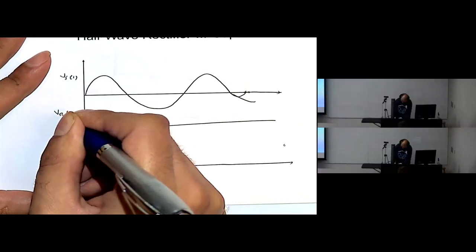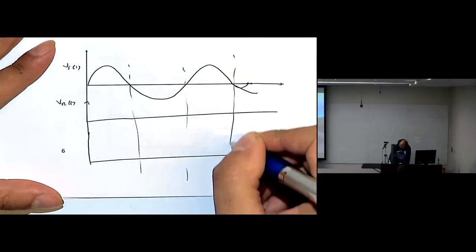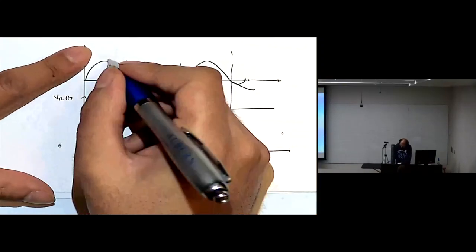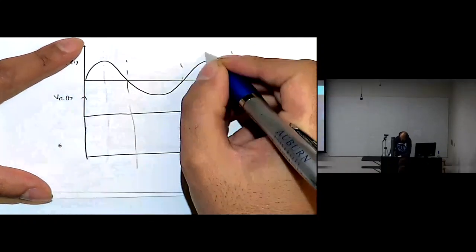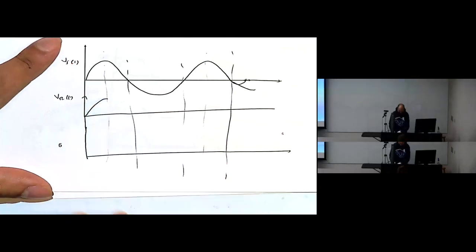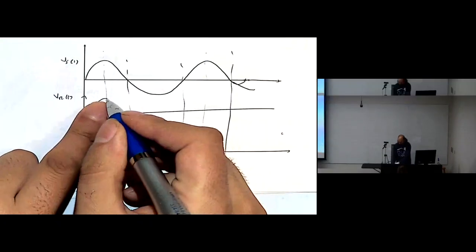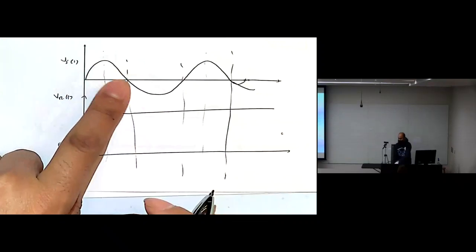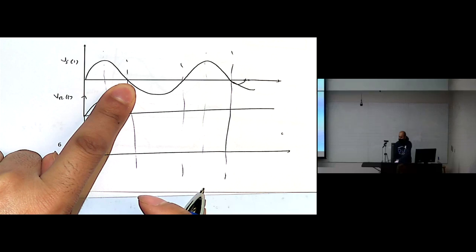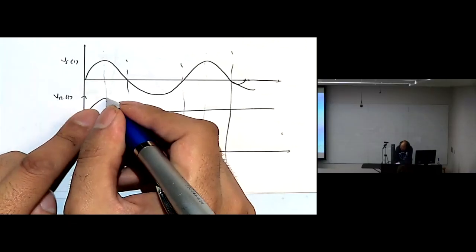Now VR of t. So what's happening, we see this peak value. So VR goes to the peak value, then the same as the source. At this point, the source starts to decrease, but the capacitor will not allow this to decrease that fast. It will slow it down. So it will be like this.